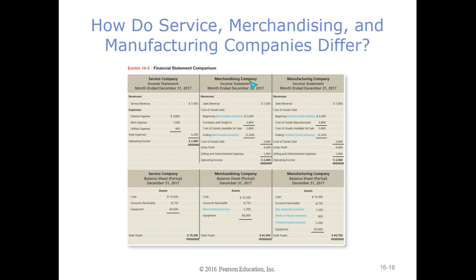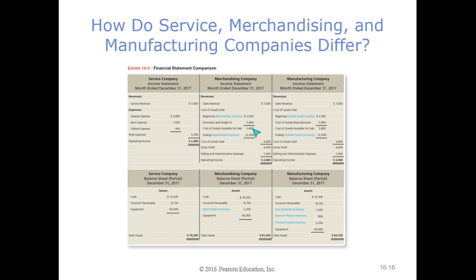For a merchandising company, for our income statement, we've got our revenues. So we've got sales revenue of $7,600. And then under that, we're listing out our cost of goods sold. We're going to list out beginning merchandise inventory, which is $2,000. Purchases and freight in of $3,800.